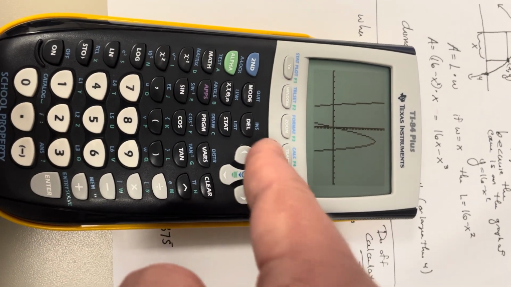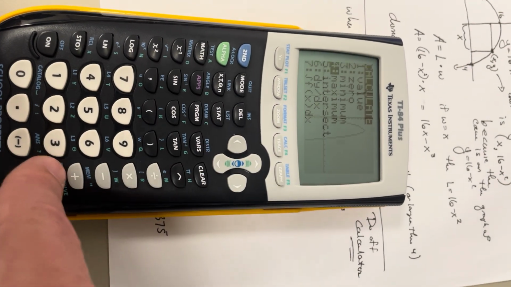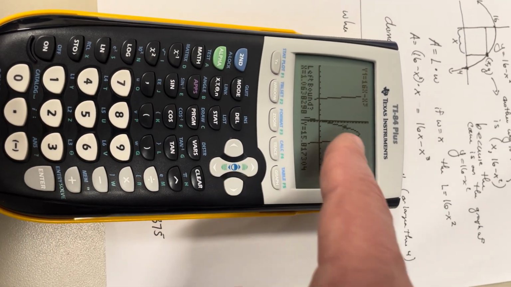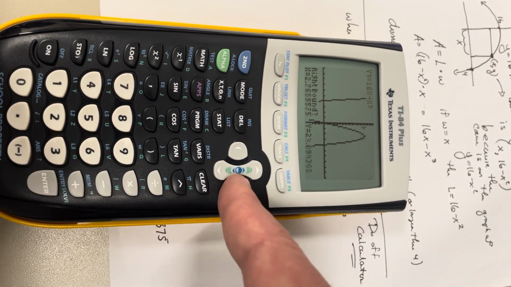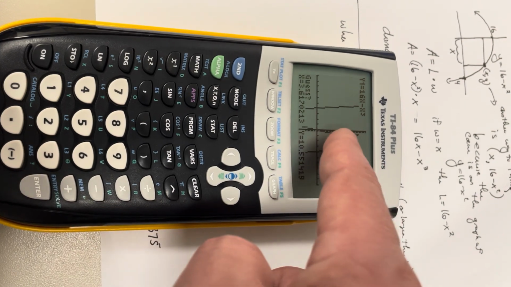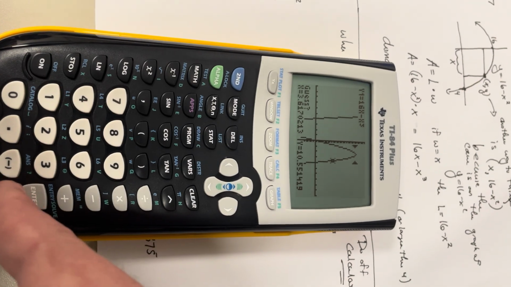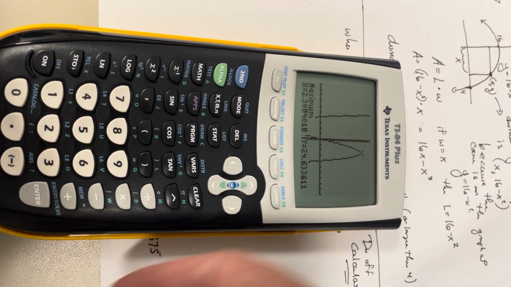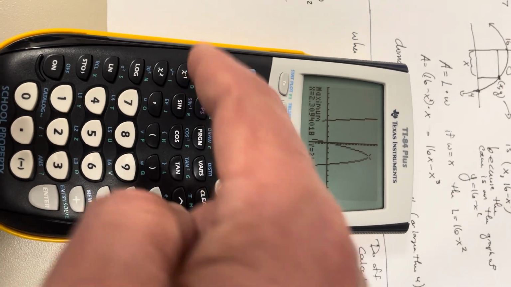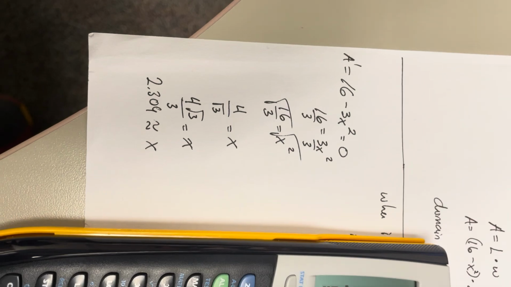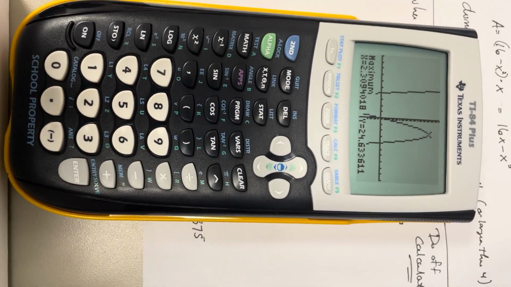So I need to hit the second key, the trace key, and I'm going to find the maximum. And I need to get the cursor to the left-hand side of the hill, and I hit enter. And then I'm going to move to the right-hand side of the hill, and I'm going to hit enter. And you see, it's looking for the high point in between these two. I'm going to hit enter, and it's going to say the maximum is at 2.309, which is what we found through our calculus approach. But you can do this using your handy-dandy graphing calculator.